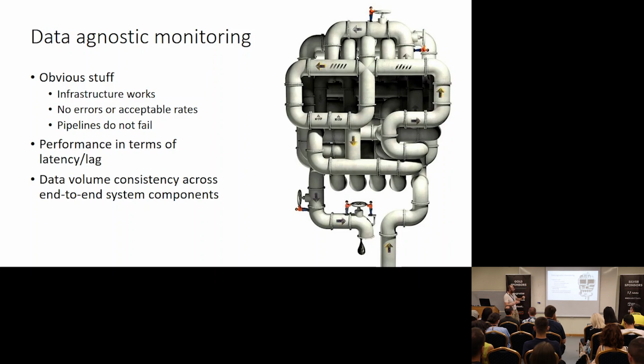I split this data monitoring part into two parts. The first one I call data agnostic monitoring. This is the thing that quite often data engineers do. You treat data as some fluid, like water, flowing through our pipelines. You don't care about its chemical properties, you care about its physical properties. Why? Now you will see where the analogy works.